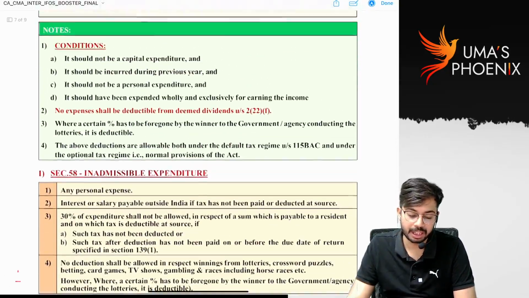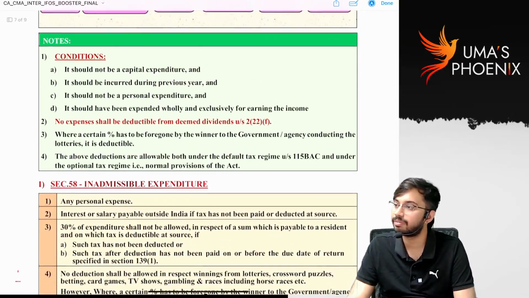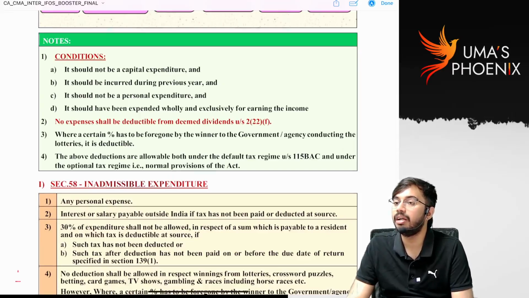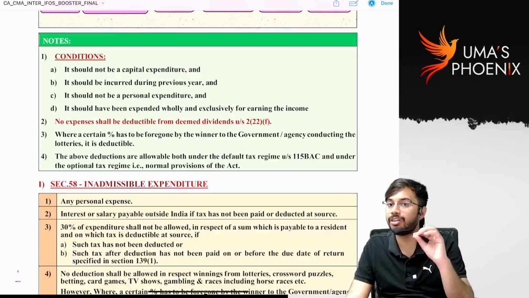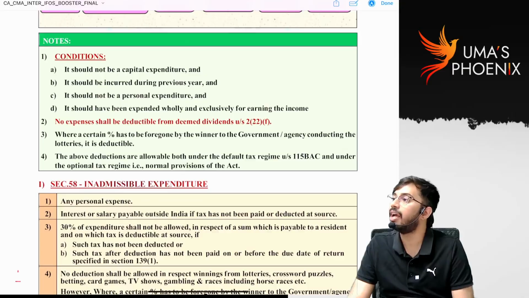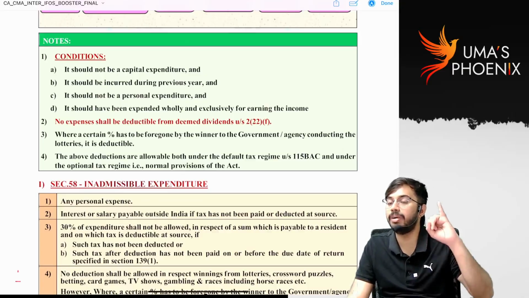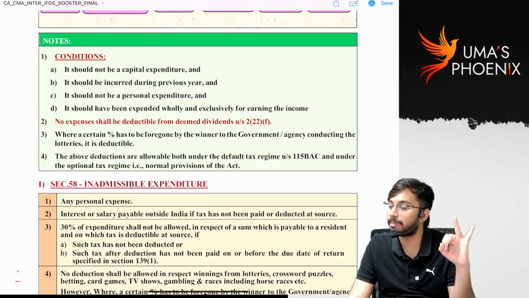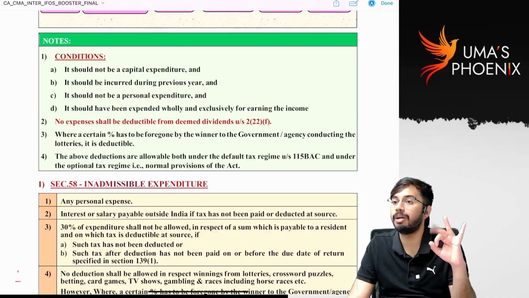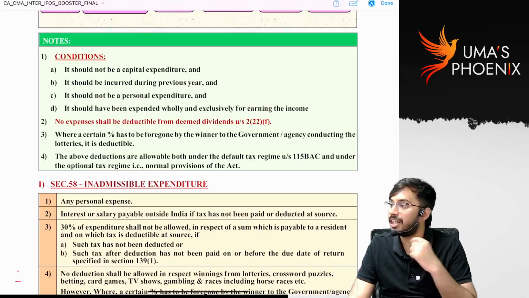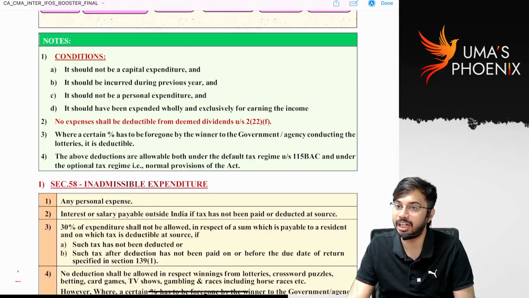Do you remember section 37? Section 37 under PGBP, general deduction. There are certain conditions. If all those conditions are satisfied, then all residuary expenses will be allowed as deduction. Expenditure should be revenue in nature. It should be for the purpose of business. It should not be covered under 30 to 37. It should not be a preliminary expenditure. It should not be a penalty. If all these conditions are satisfied, expenditure is allowed as deduction.